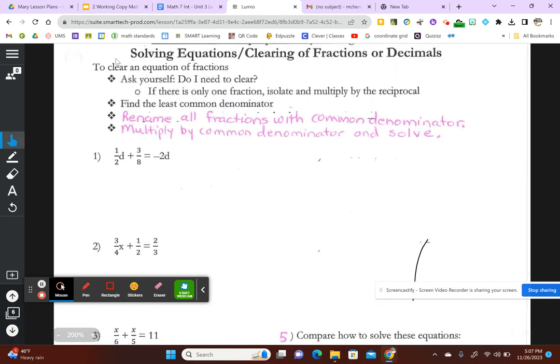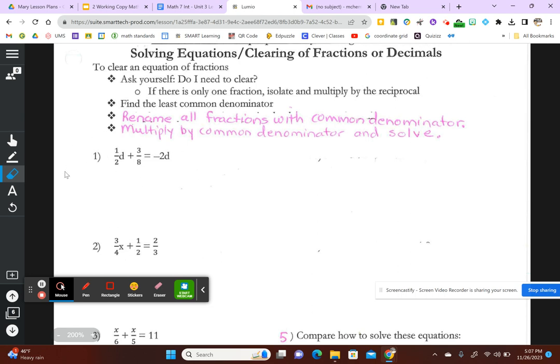It says to clear an equation of fractions, first ask yourself, do I need to clear? If there's only one fraction, then you can apply SADMIP, get rid of that fraction, and continue. Sometimes when there's only one fraction, you may not want to get rid of it. We did see some where there was only one fraction, and we did get rid of it. And we do that by finding the least common denominator.